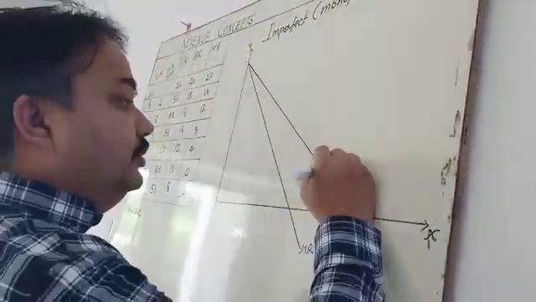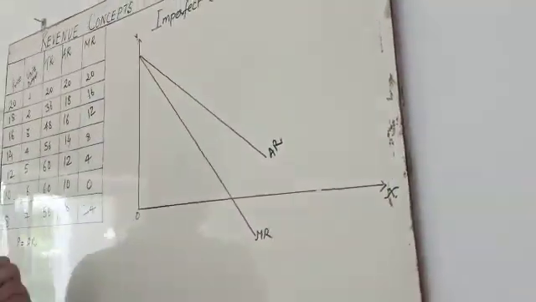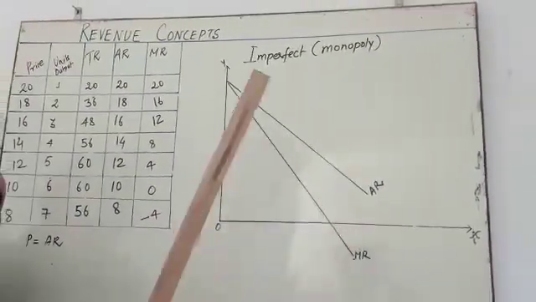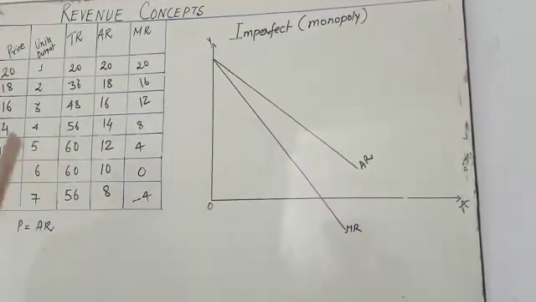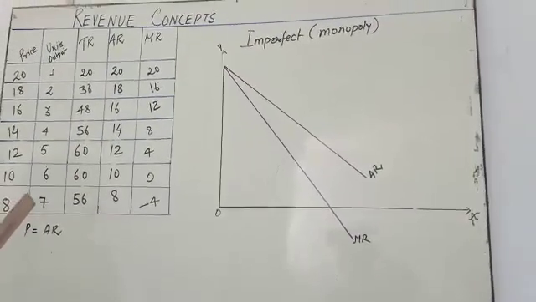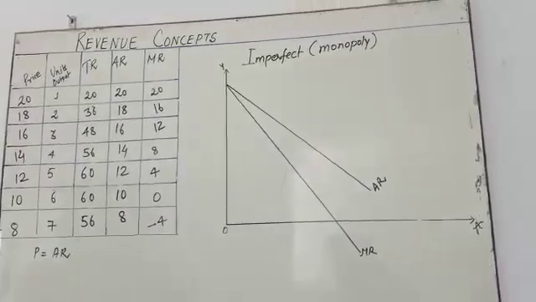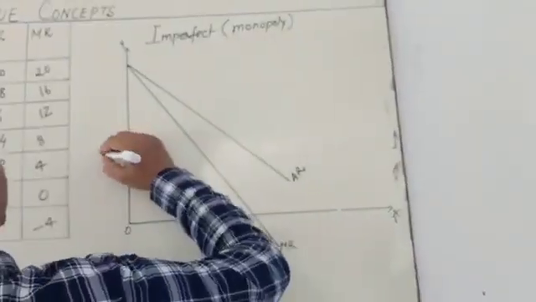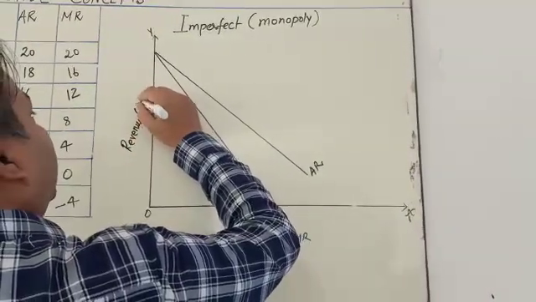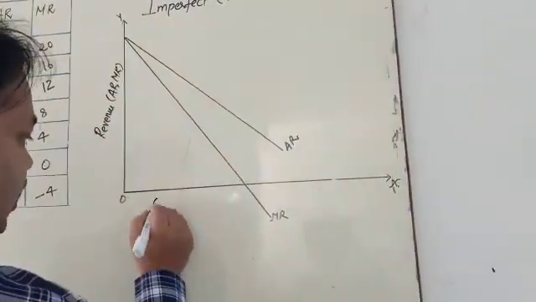AR means average revenue. Average revenue falls down, but it cannot be negative or 0. Why? Because price cannot be negative and output cannot be 0. Do you understand? Is it possible for the price to be negative or 0? No. So this is the situation of revenue, in which AR and MR are shown against output.